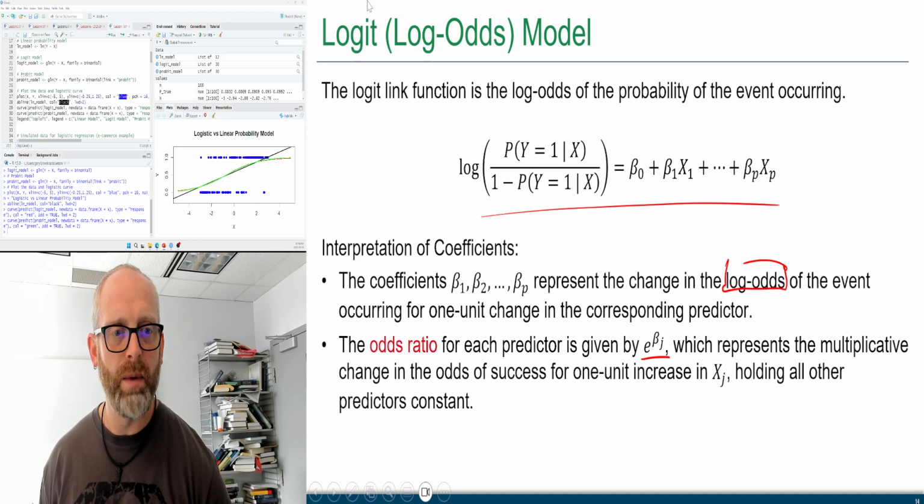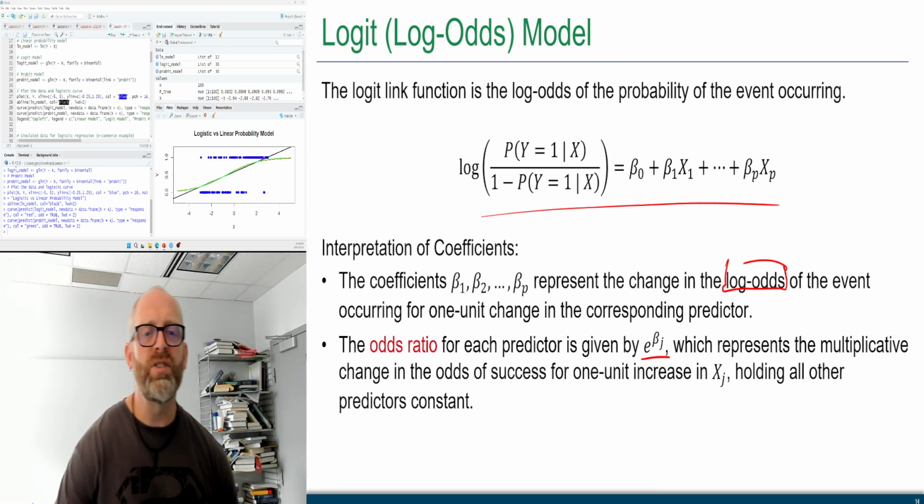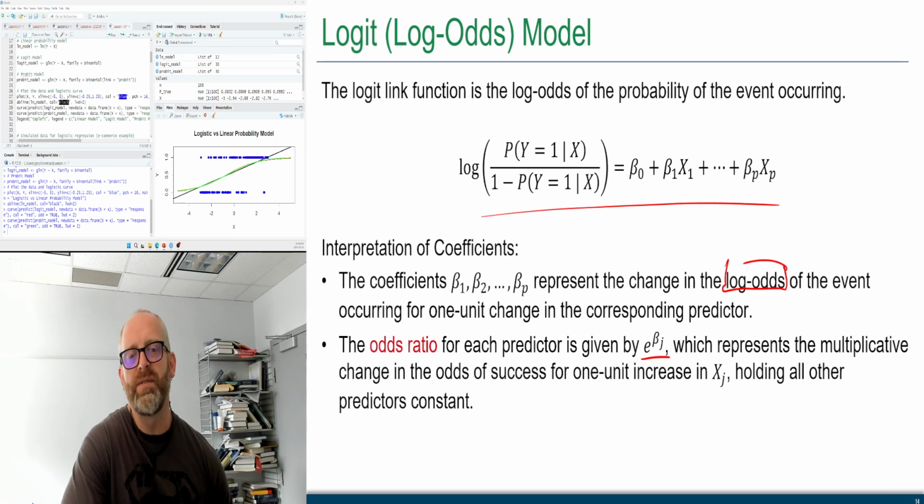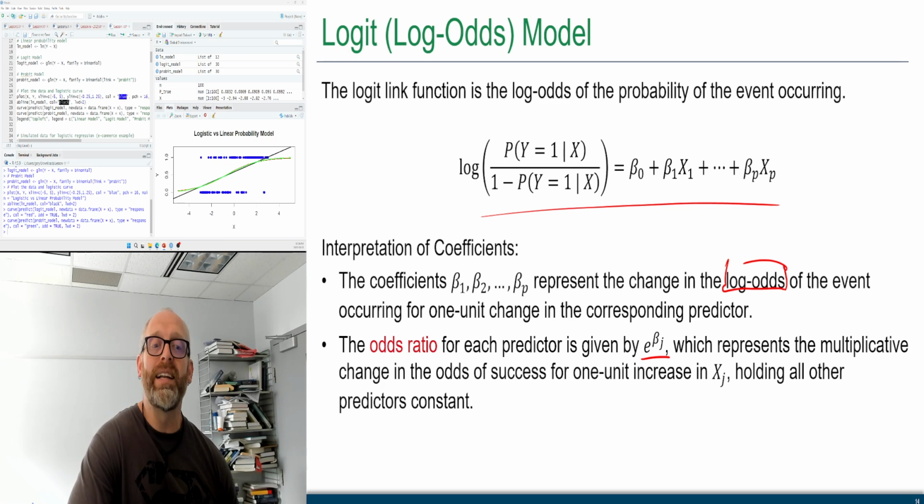One last thing to talk about before I run away on this. All right, so just a couple of mathematical characteristics of this. The logit model produces probabilities bounded between 0 and 1 because the logistic function squishes the output of the linear predictors into this range.